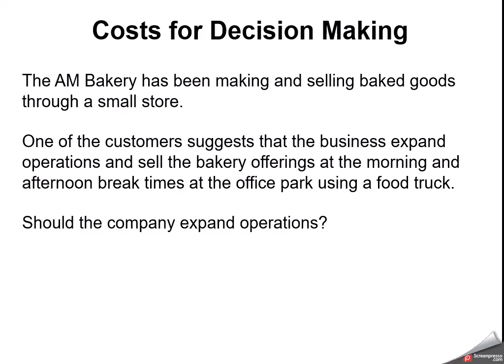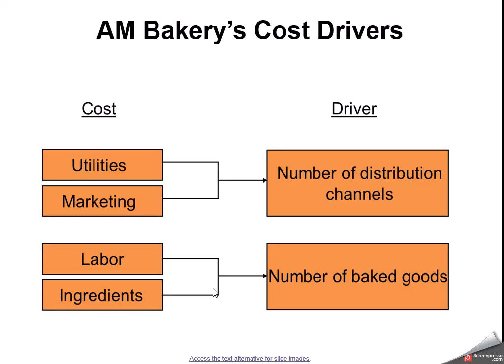So like here we have an example. This bakery is making and selling baked goods, and the customers are suggesting that the business expand and sell the bakery offerings at morning and afternoon breaks using a food truck. So should they expand? What are they going to look at? They've got to make more baked goods, so there would be more labor involved, more ingredients involved. The distribution channel, so right now they're just operating out of a little store.